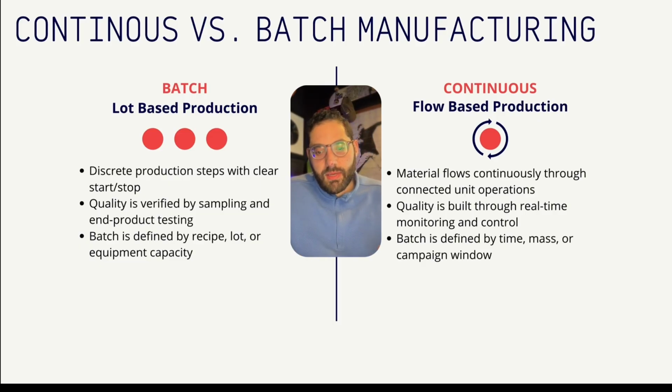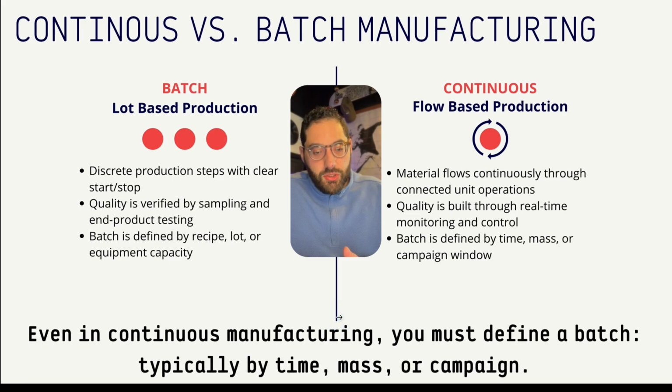And even in continuous manufacturing, you do need to define a batch size because you have to have a slice in time where you're defining the traceability of what material is, but it's done by time, mass, or campaign. In other words, you're defining the batch before you even start production. And so you may say from 8 a.m. till 4 p.m. on Tuesday is batch 1, from 4 p.m. to midnight is batch 2, and so on.